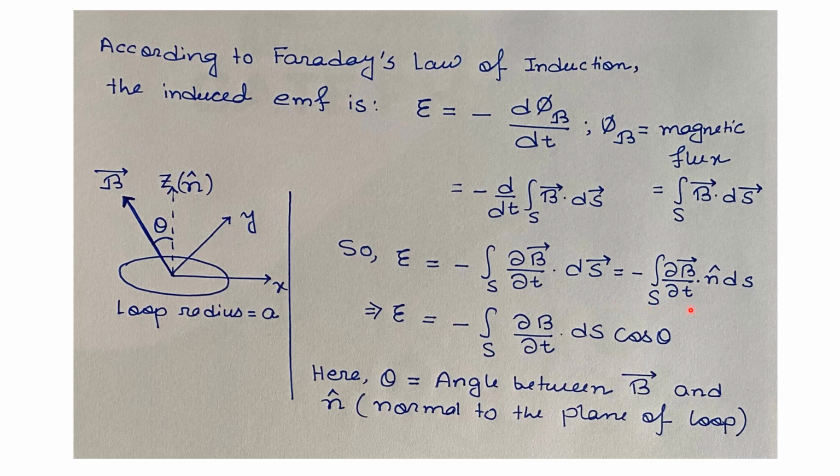Now n cap vector is along the dS vector, so we can write it as minus of surface integral of del B by del t dot product with n cap times dS. So if we write this dot product in terms of the magnitude of these two vectors and the angle between them, then we can write it as E equals minus of surface integral del B by del t dS cos theta, where theta is the angle between this B vector and n cap vector.